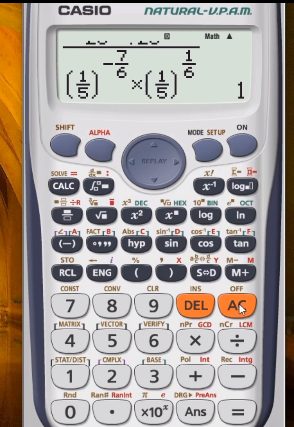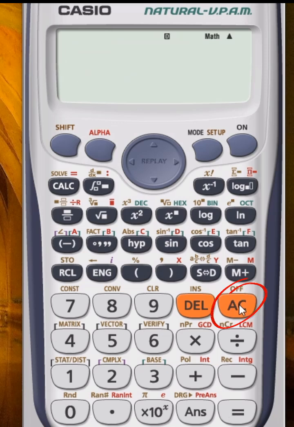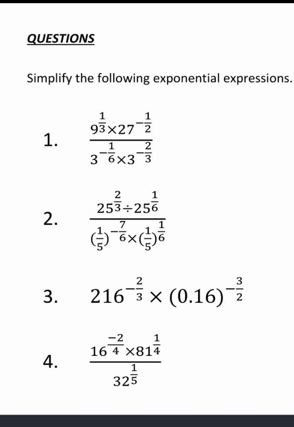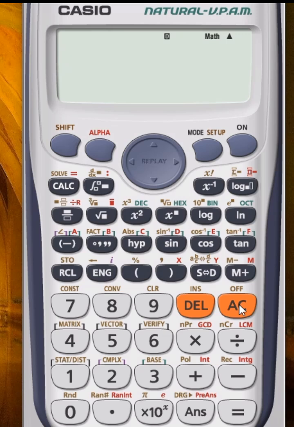I press AC to clear the calculator. The third example is just a simple expression: 216 power negative 2 out of 3 times 0.16 power negative 3 out of 2. You just input that into the calculator. So the third example, 216 power negative 2 out of 3. This is 216, this is the power sign, negative 2 out of 3.